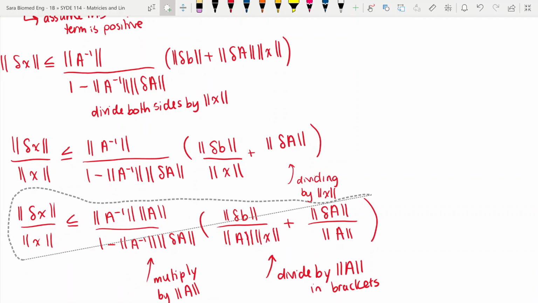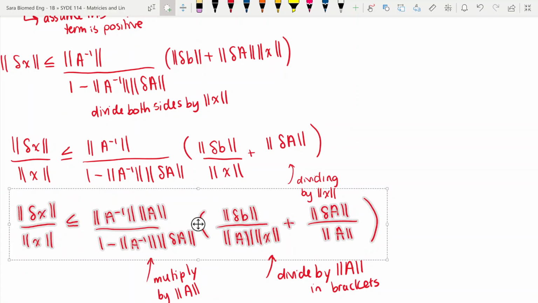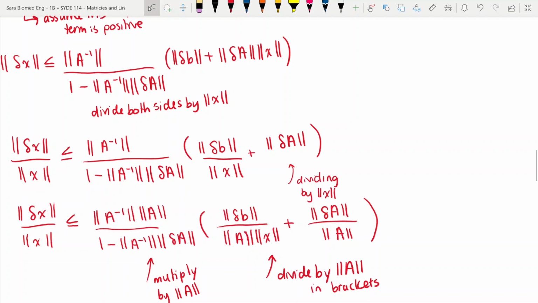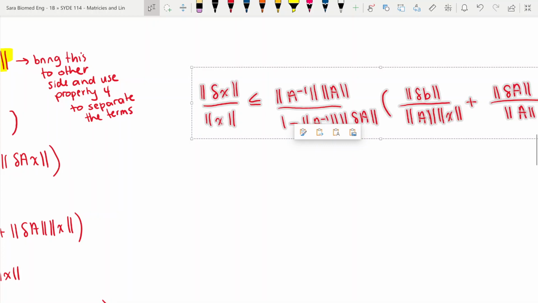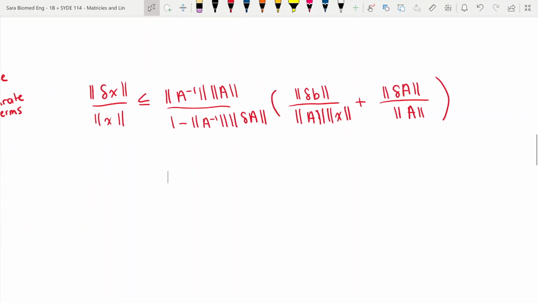So it's the inverse norm, 1 minus the inverse. I'm just going to copy paste it. So it's going to be delta B, AX norm, plus delta A. Okay, now we're very close to our destination.